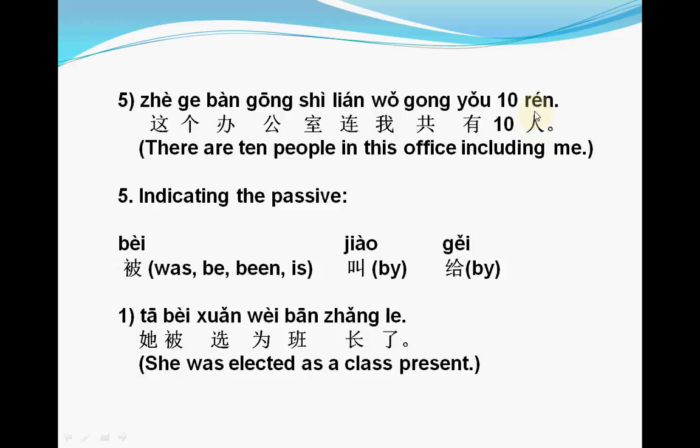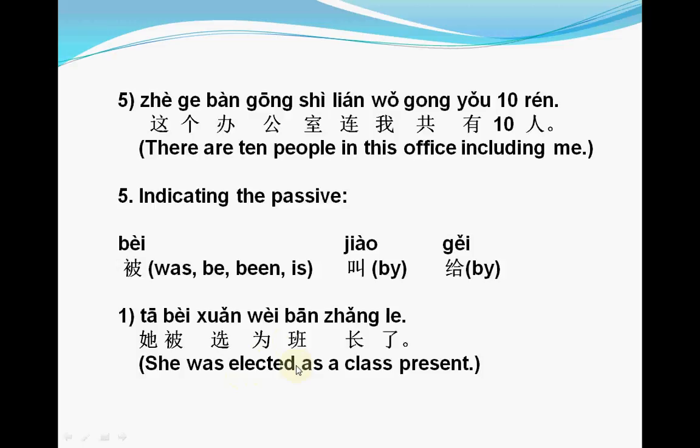Some prepositions can indicate the passive. For example, 被, 叫, 给. Okay, let's see some example sentences. 他被选为班长了. 选为 means elected as. 为 means as. 班长 means class president.